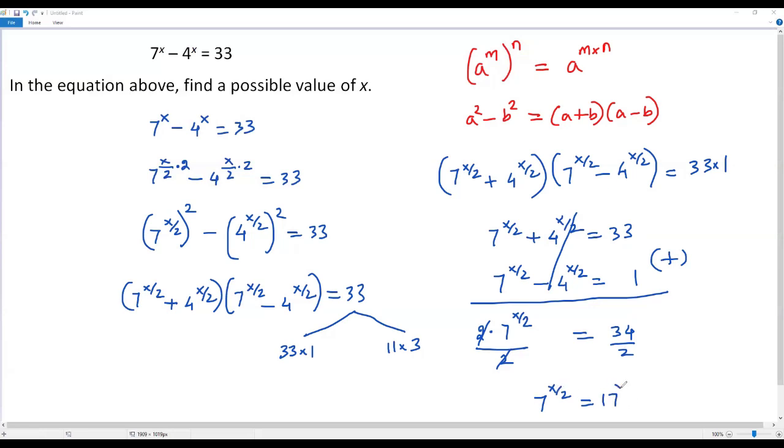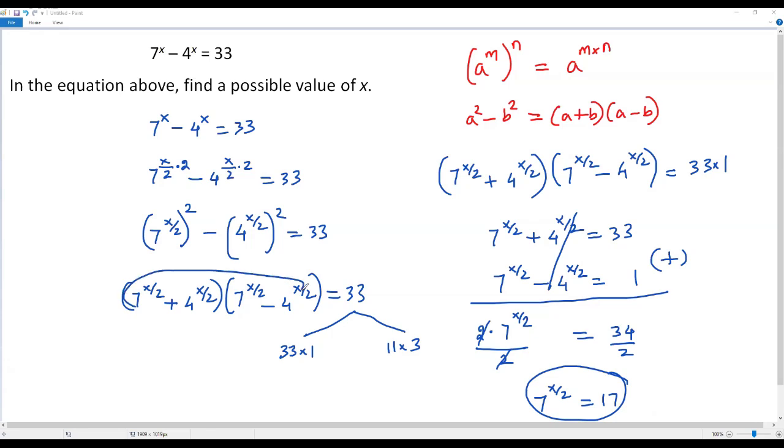Now, we must be able to write this 17 as a power of 7. That is something like 7 to the power of something. Then we can equate the exponents, because the base is 7 on both sides. Whenever two terms are equal with the same base, we can equate the exponents. But is it possible to write 17 as a power of 7? No, 17 is not a power of 7. So in that case, we may have to convert this equation to logarithmic form and solve for x. I think it's a little complicated, so better we try this one.